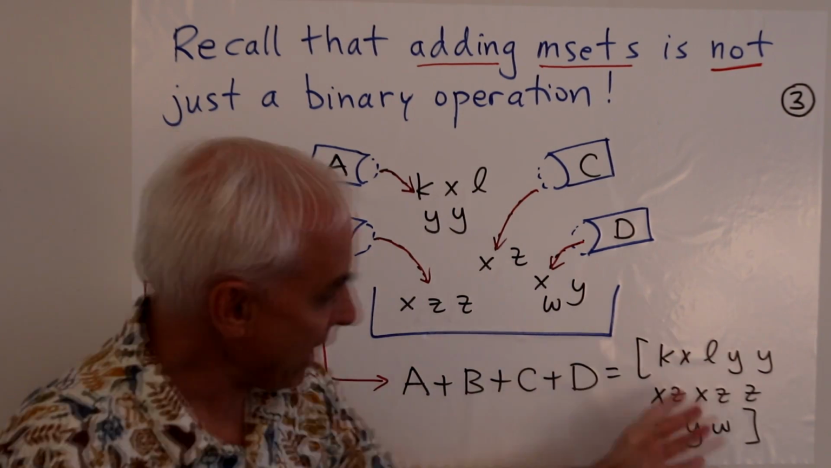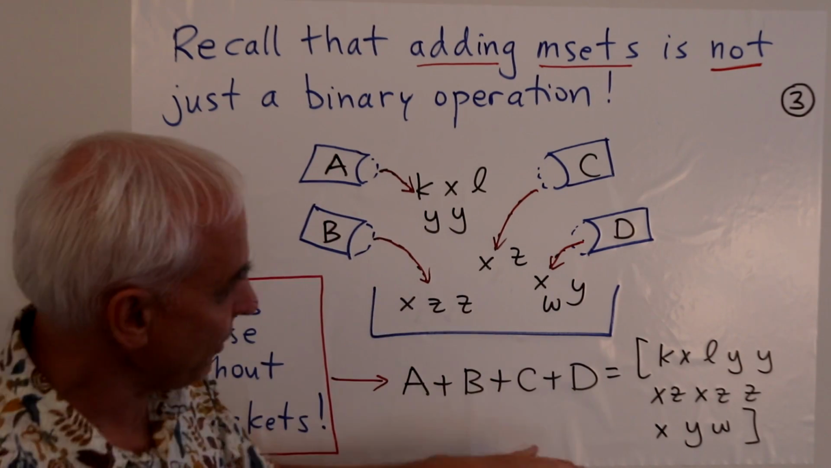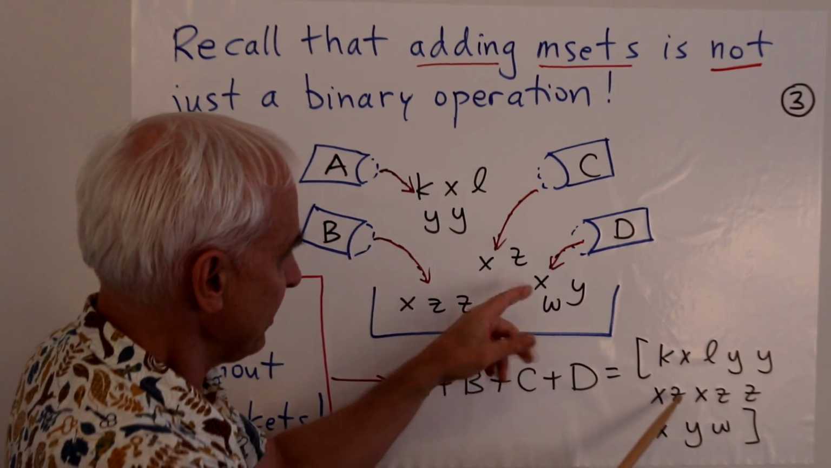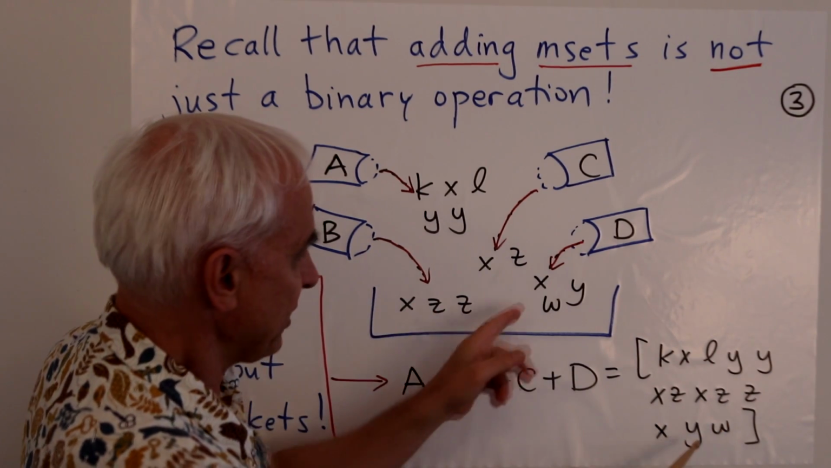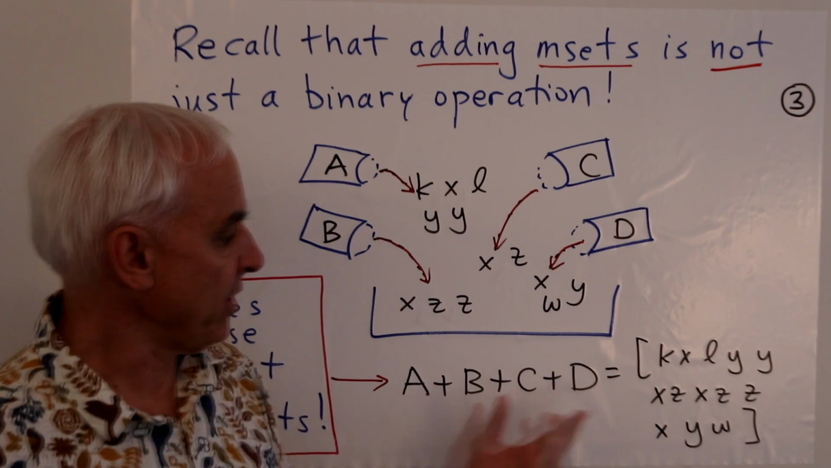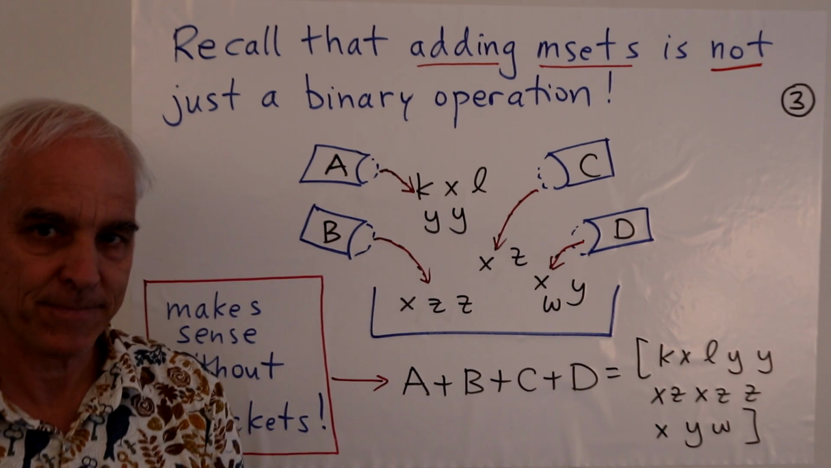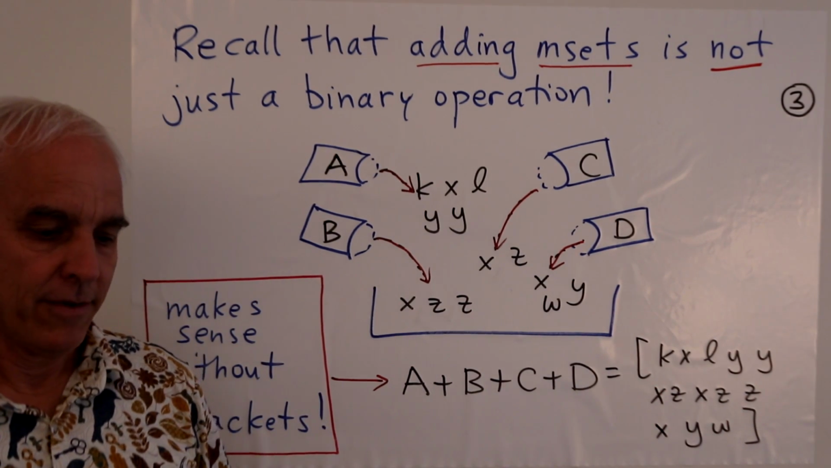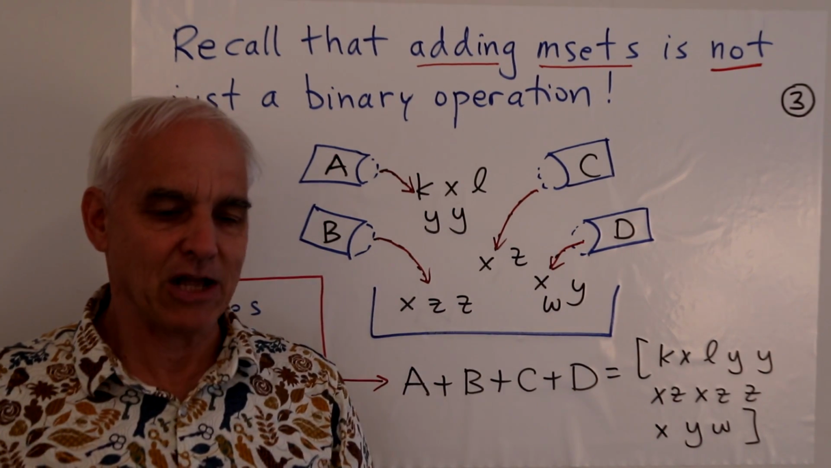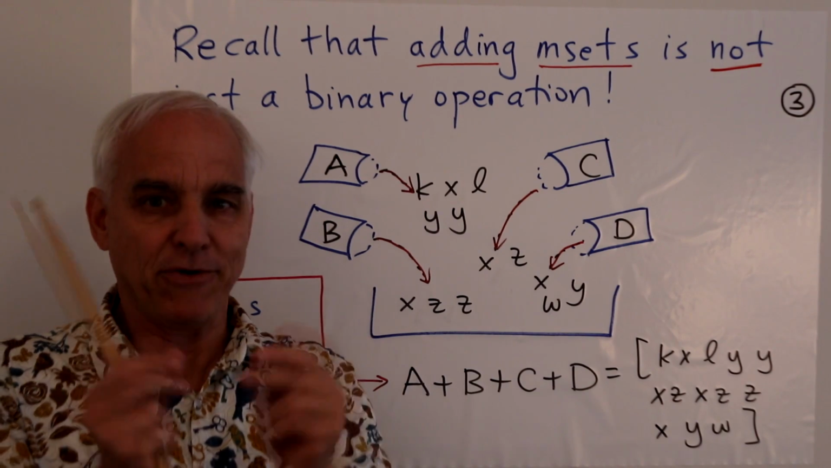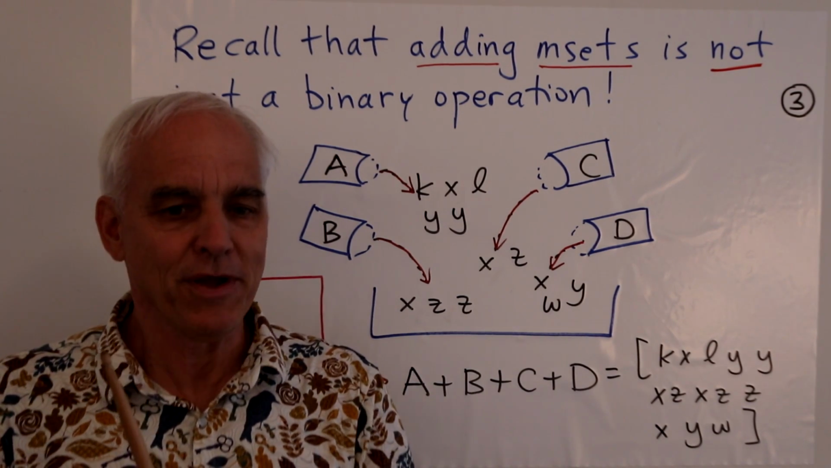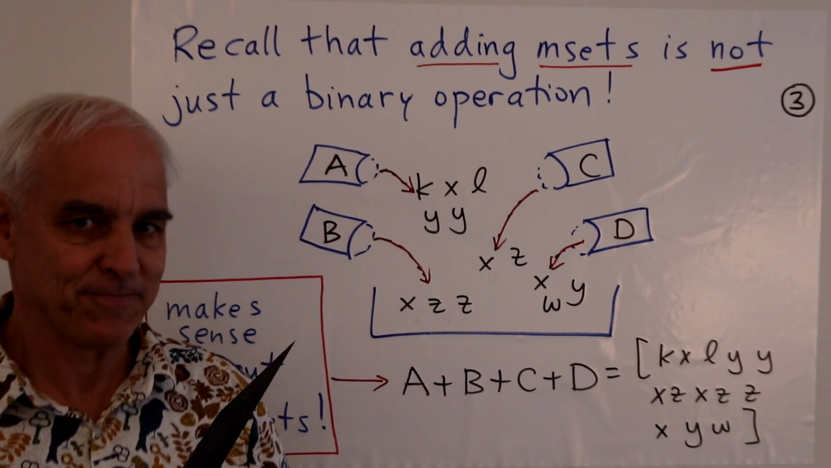And if we want to write down what that mset is, we just collect all these various things: K, X, L, Y, Y, X, Z, X, Z, Z, X, Y, W in no particular order, and that's the cumulative sum. It's a different kind of orientation, because usually in abstract algebra we concentrate on binary operations. But here the mset point of view really gives us a broader picture.